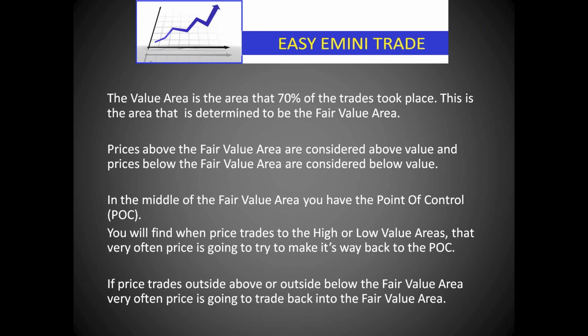So the value area is basically where 70% of the trades took place. And this is the area that's determined to be the fair value area. Price is often going to find its way back there. When you have price trading above the fair value area, it's considered that price is above value. Below the fair value area, considered below value. Right in the middle of the fair value area, you have the point of control, and that's called the POC.